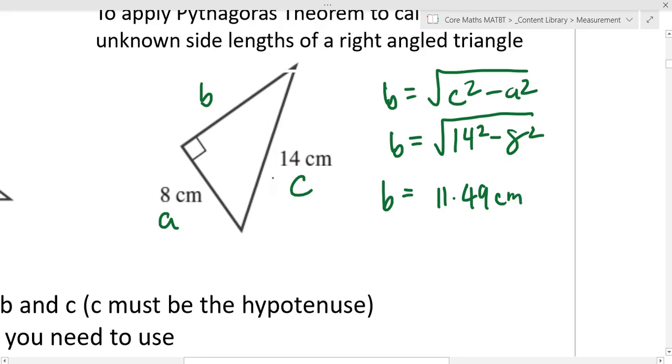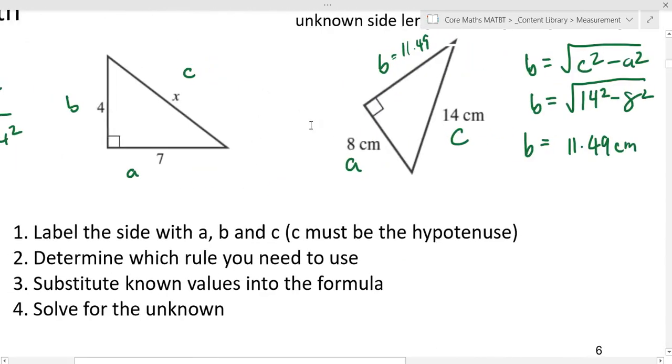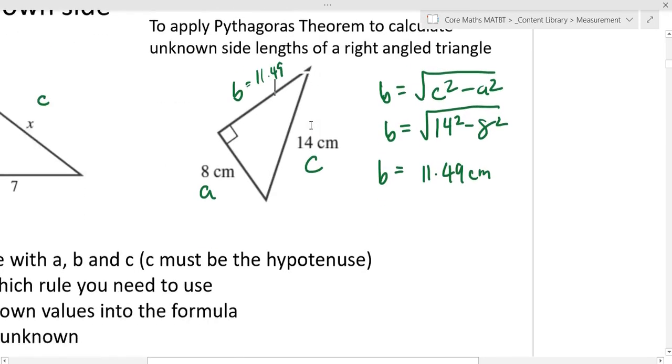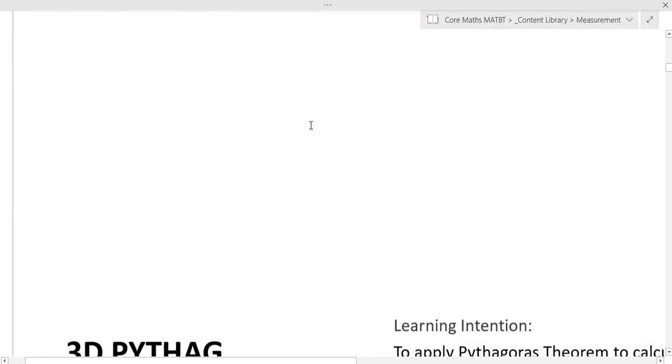Notice how the hypotenuse is always the longest side. So that makes sense that B, which is this side, is shorter. It should be shorter. All right, pretty straightforward. I think Pythagoras is one of those things most kids will already know. So if you get that, that's good.